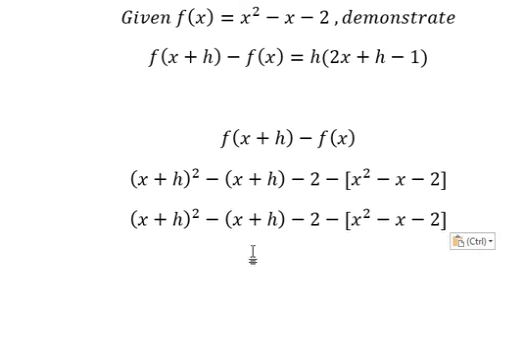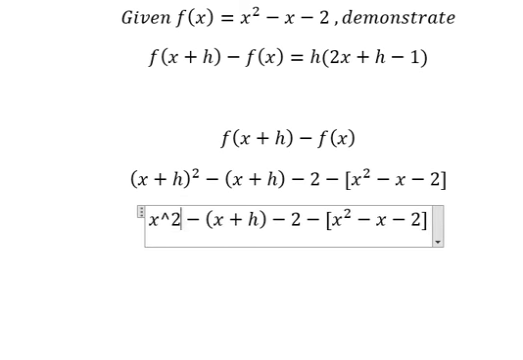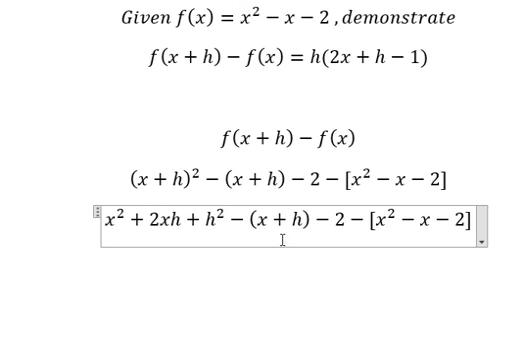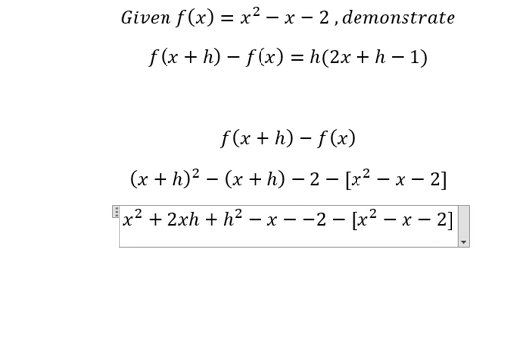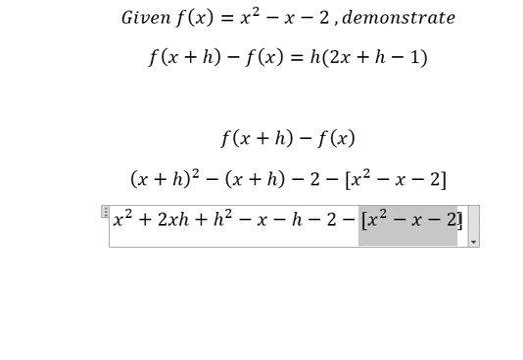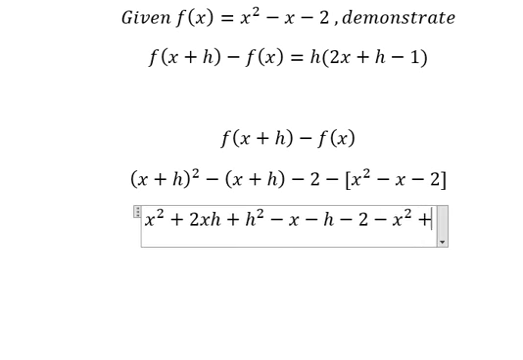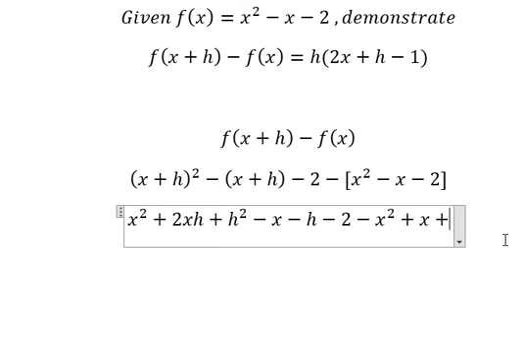Now we need to expand this one. This one we need to open the parenthesis. So we have negative s, negative h. This one we need to open the parenthesis and we need to change the sign in here. So we have negative s square, positive s, positive 2.